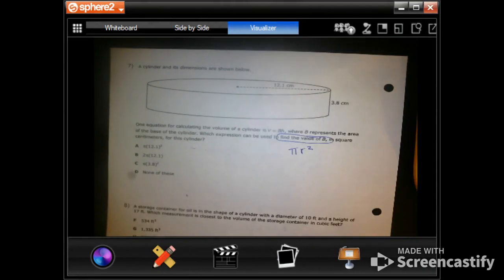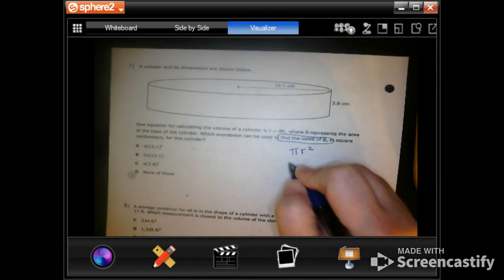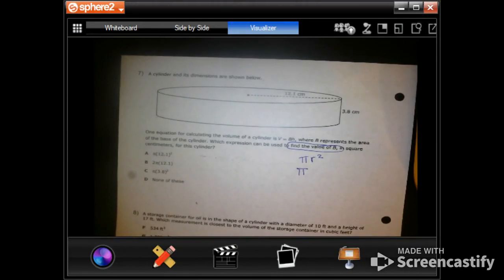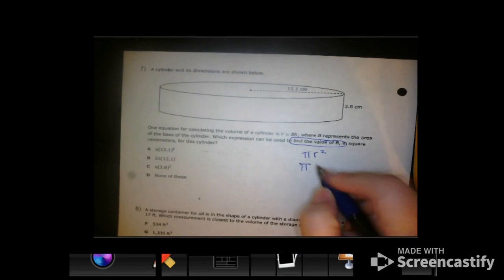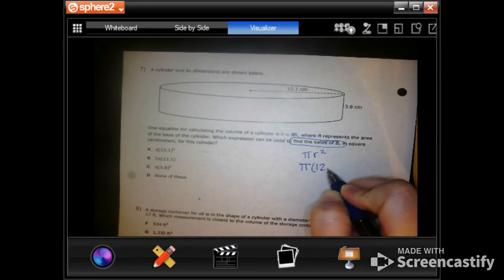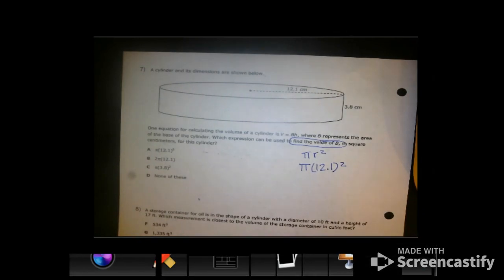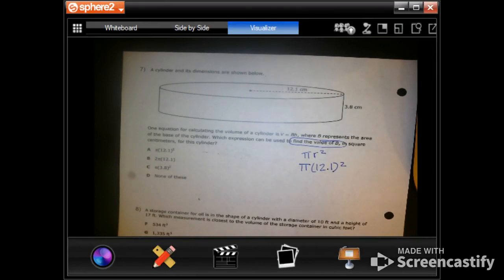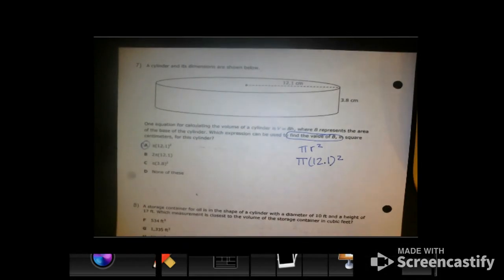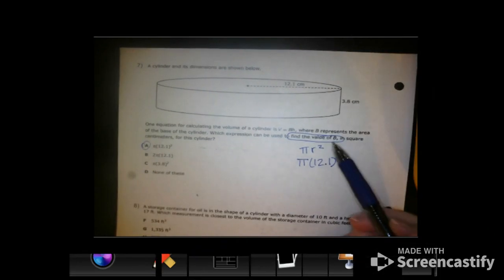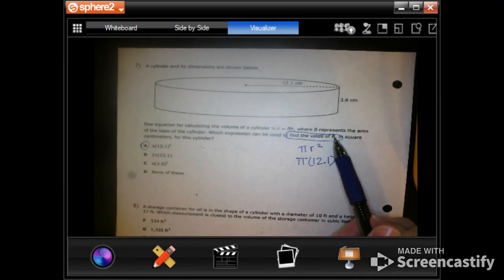Pi r squared, right? Okay, what is my radius? So this is your value for H. Okay. Just leave it like this. Yes. Now, is there an answer choice that matches that? Did I have to solve anything? What did I have to know? I had to know what that capital B meant, right? That was it.